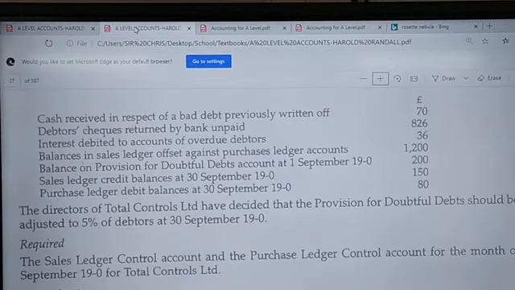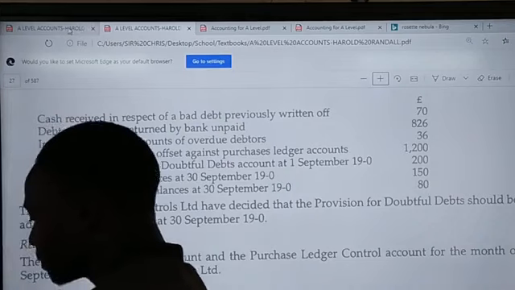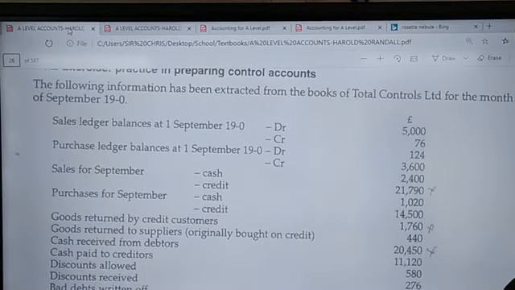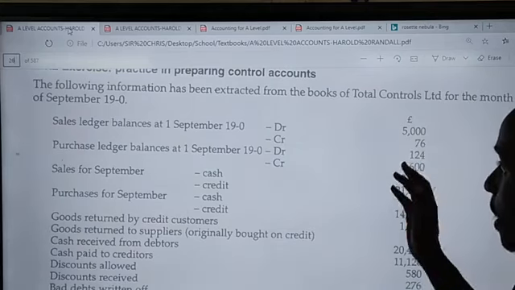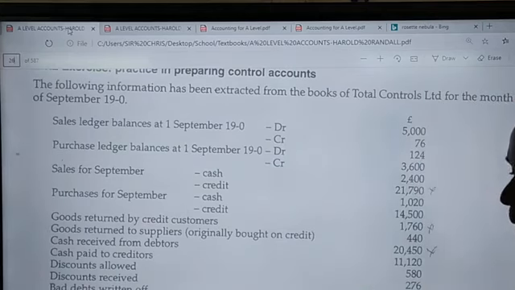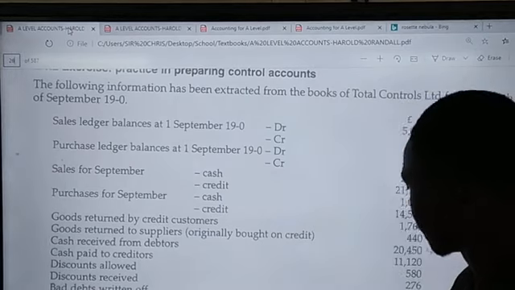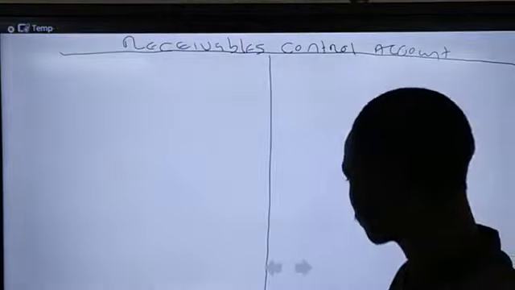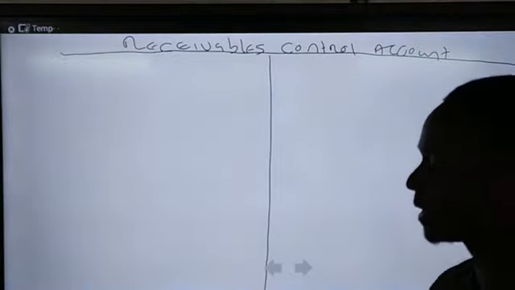It ends here, isn't it? That's your question. So I'm going to start answering this question. I'll be doing them concurrently. I'll be doing the trade receivables control account and the trade payables control account at once. Okay? So let me go to the board. I hope everyone has copied the question. Okay, so let's start with the question.